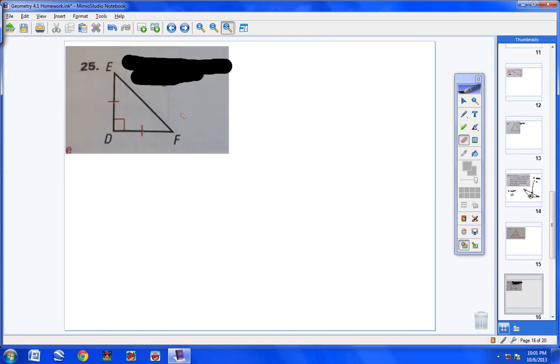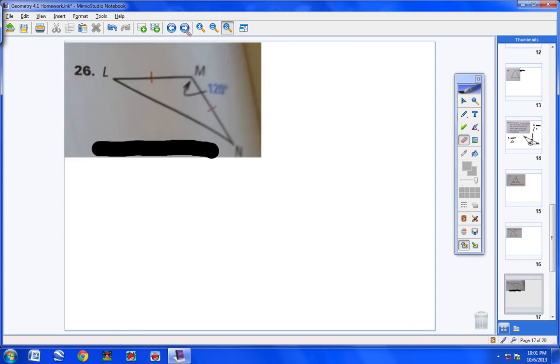Okay, number 25. Well, let's look at the angles. Immediately, you should see that we have a right angle right here. So we know that we have a right triangle. And then notice we have two congruent sides here and here. So we know we have, again, an isosceles triangle. So what we should have is a right isosceles triangle, and that's exactly what we have. Okay, all right, let's continue on.